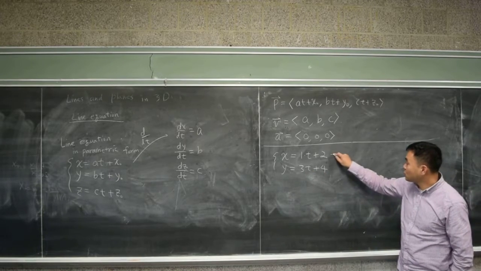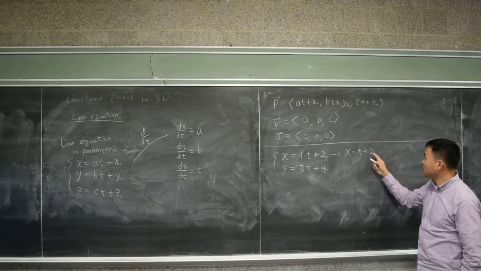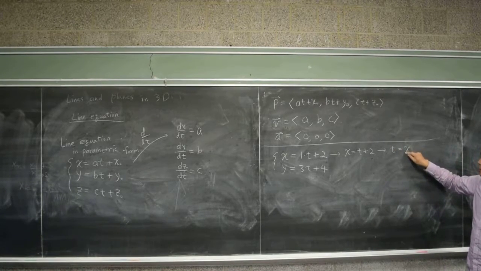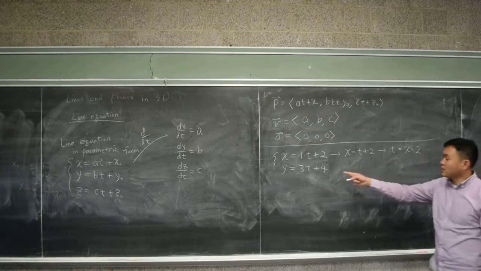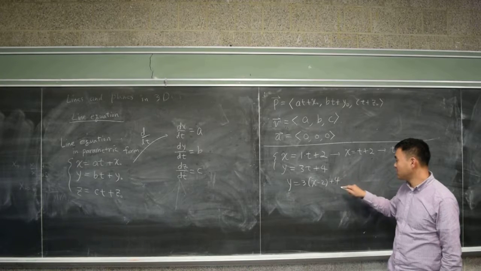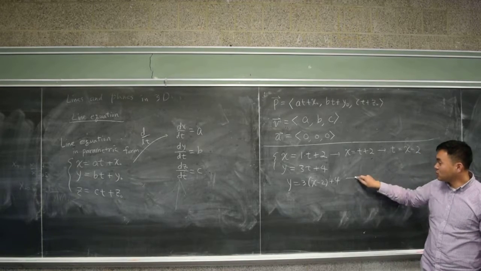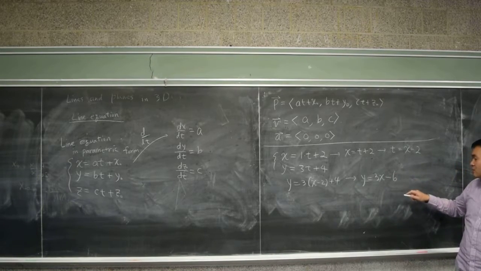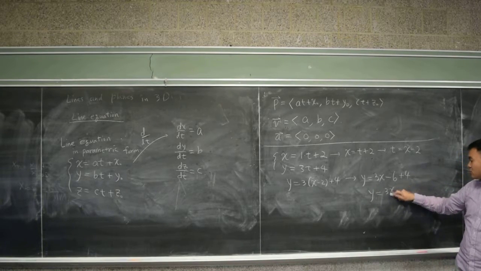Okay? So let's see. This one is x equals t plus 2. That's what it means. And therefore, if you solve for t, t is equal to x minus 2. Right? Now you plug that back in here, so you get y equals 3 times (x minus 2) plus 4. t is replaced by x minus 2 because that's what t is equal to. Right? And then we can further solve it and say y equals 3x minus 6 plus 4. So we get y equals 3x minus 2.